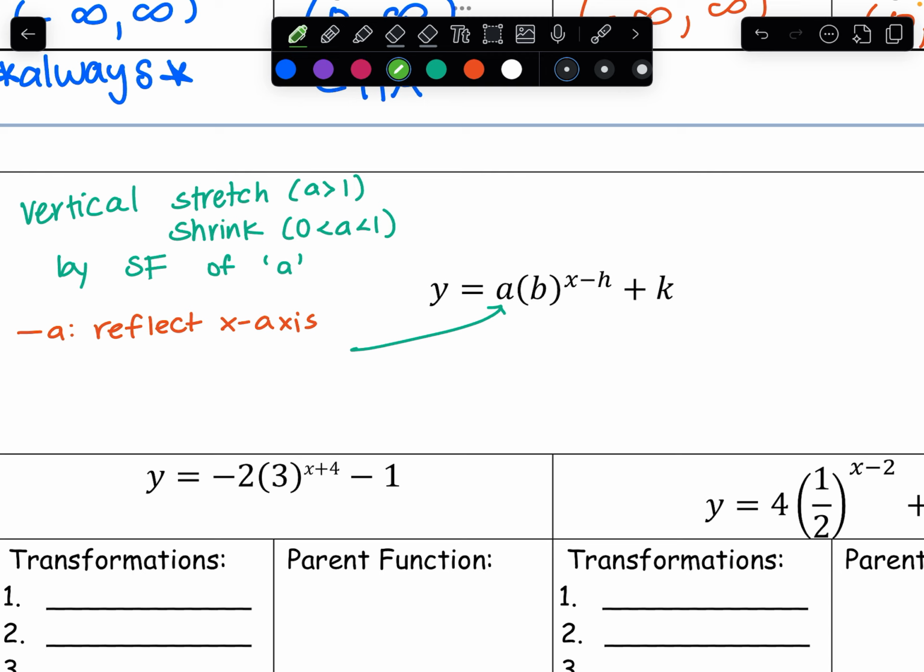We then have b to the x power. This is not a transformation. It is our parent function. It's what we use to set up our table of values.